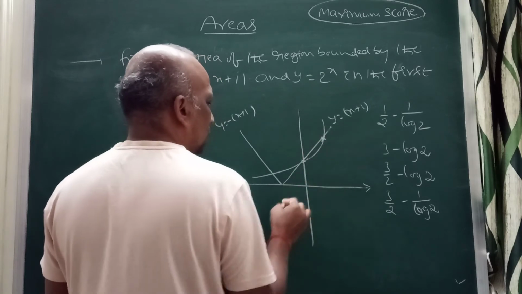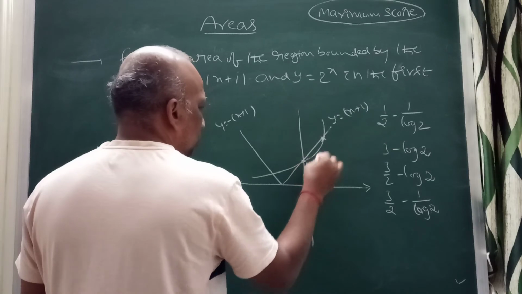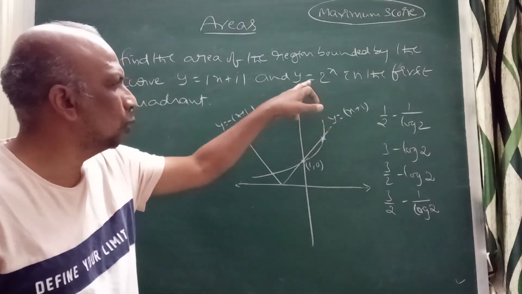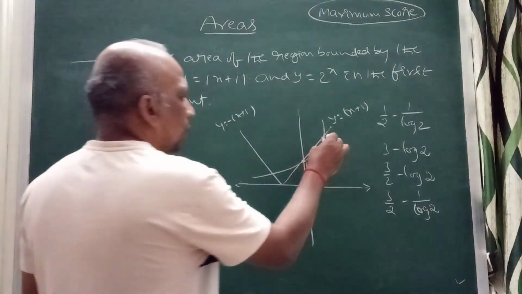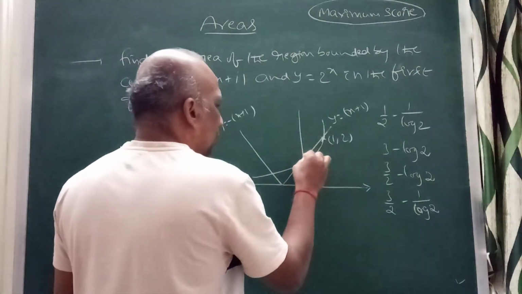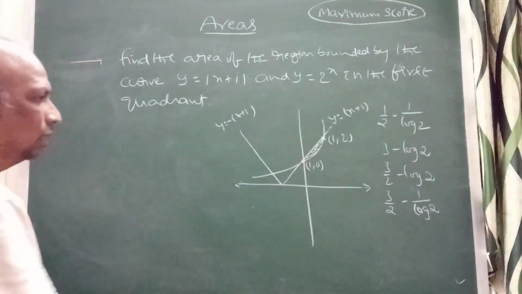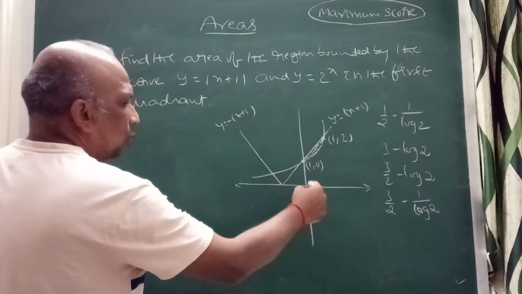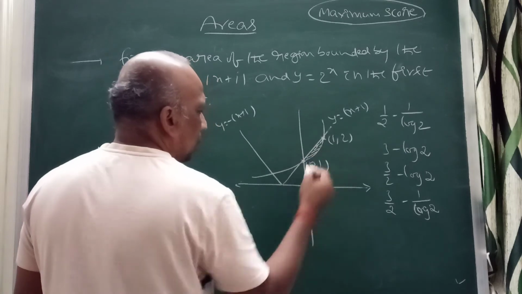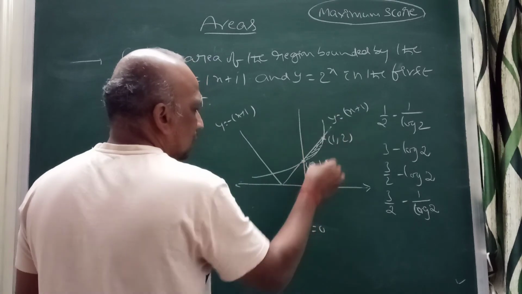This is the common point, both are intersecting. This point is 0, 1. You can check that at x equal to 1, y is 2, so this is also 1 comma 2. These are the points. They are asking for the required area only in the first quadrant. So x is between 0 and 1. Be careful here. This is x equal to 0 and this is x equal to 1.